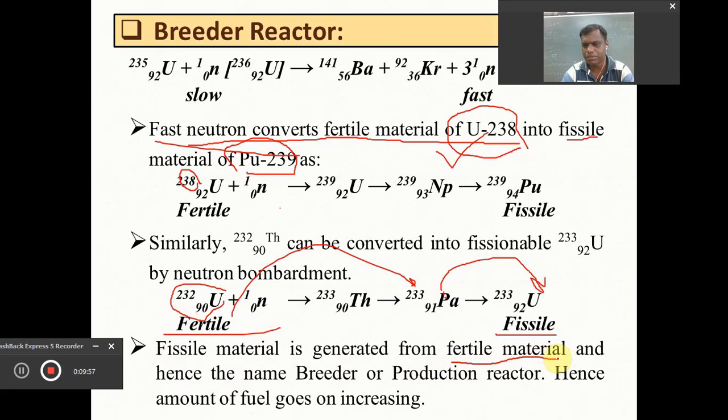This is fissile material generated from fertile material, and hence it is called the breeder reactor, or it is also called the production reactor, because in this reactor we are producing a fissile material from the fertile material. We are converting fertile material into fissile material. That's why it is also called a production reactor, and hence the amount of nuclear fuel goes on increasing in this type of reactor called the breeder reactor.